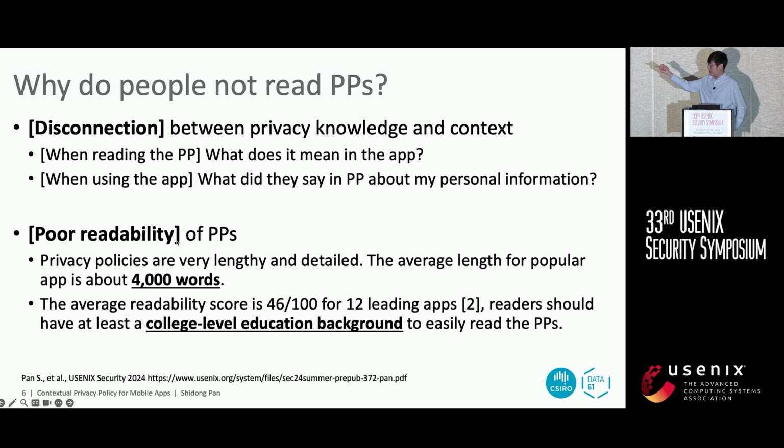The second factor is poor readability. Policies are lengthy, and according to another study, the readability score is 46 out of 100 for leading apps. This means readers should have at least a college-level education to easily read the privacy policy, which is definitely not what we want.